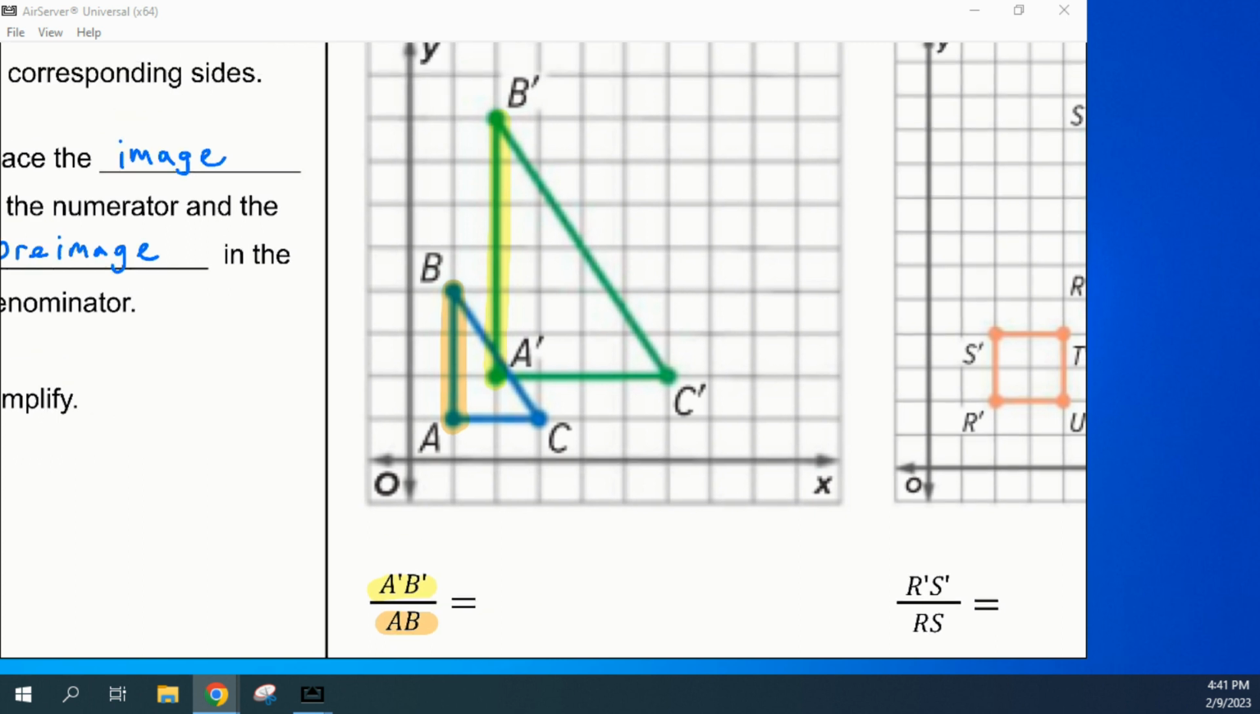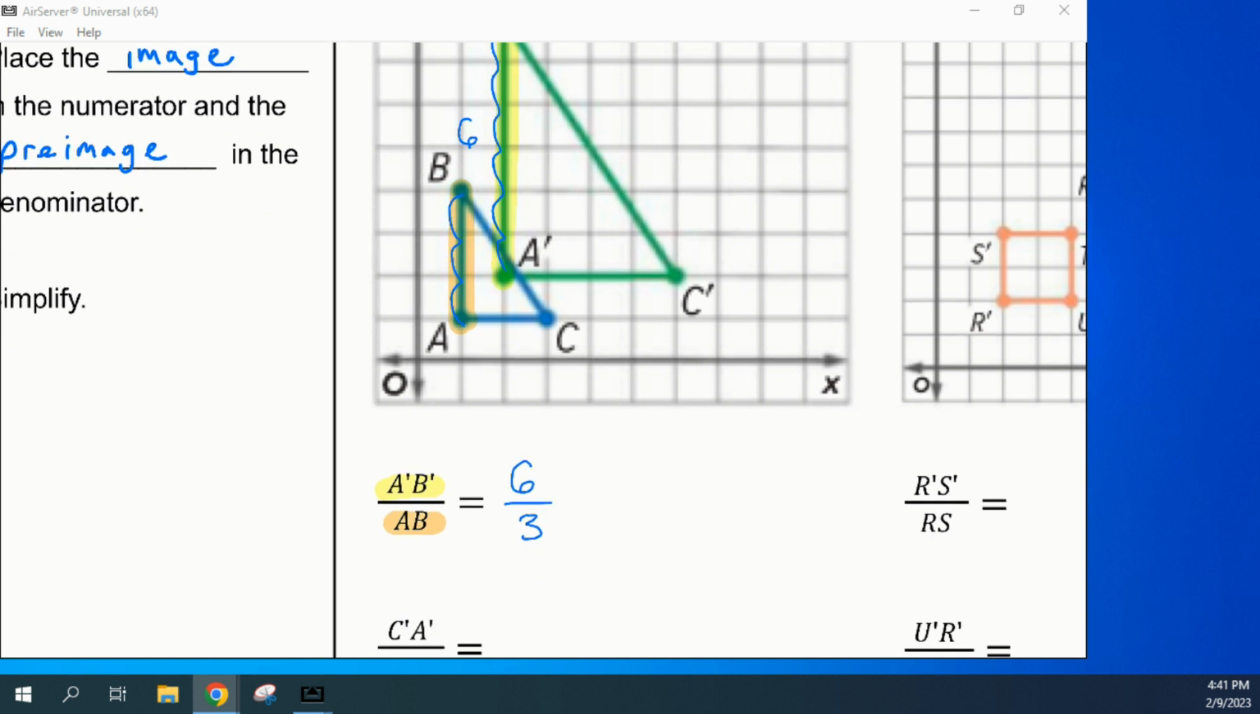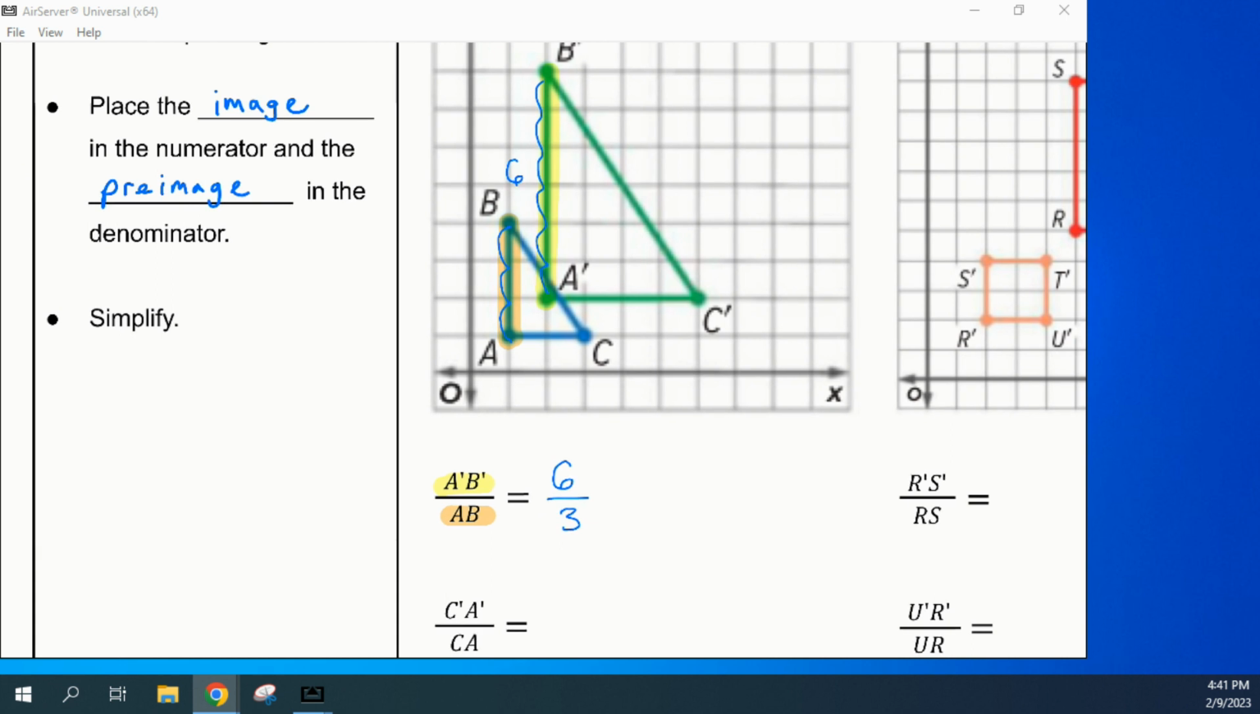So from A prime to B prime, it's just 1, 2, 3, 4, 5, 6. So our numerator will be 6. And then from A to B is 1, 2, 3. So we have 6 over 3. The last step you can see on the left is just simplify. So 6 over 3 is a ratio, it's a fraction. 6 divided by 3 is 2.